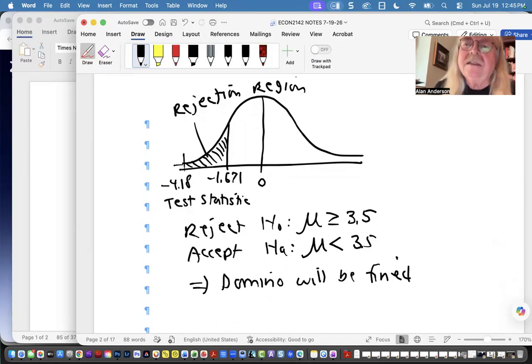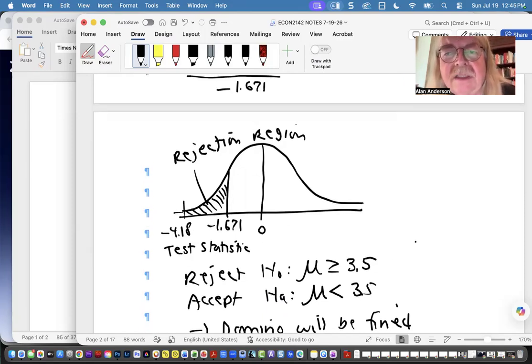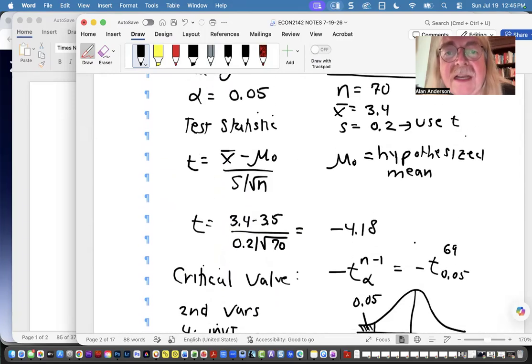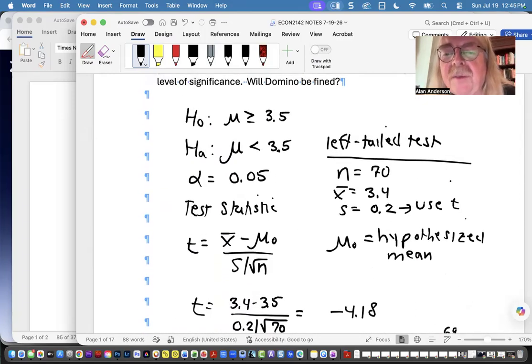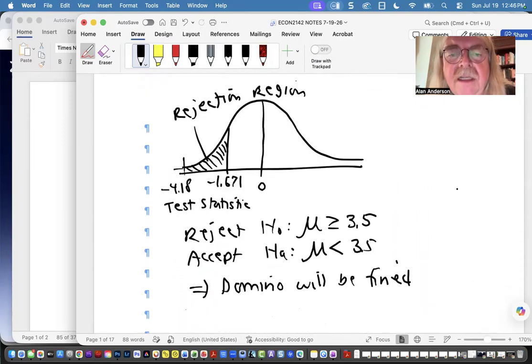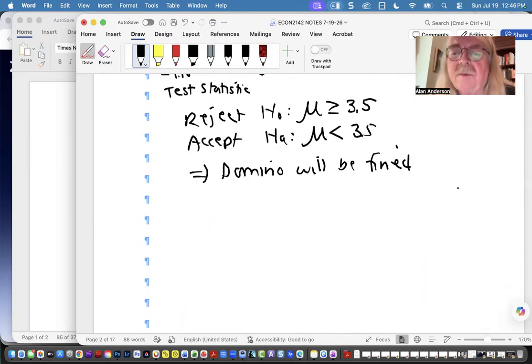But you can see that we do have the hard evidence. That negative 4.18 is quite a ways out in that left tail. So it's not really even that close. Although 3.4 ounces versus, 3 grams rather, versus 3.5 does sound awfully close. But what we have to think about is how many standard deviations away we are, not the number of grams. Now, of course, we also could have used the p-value approach.